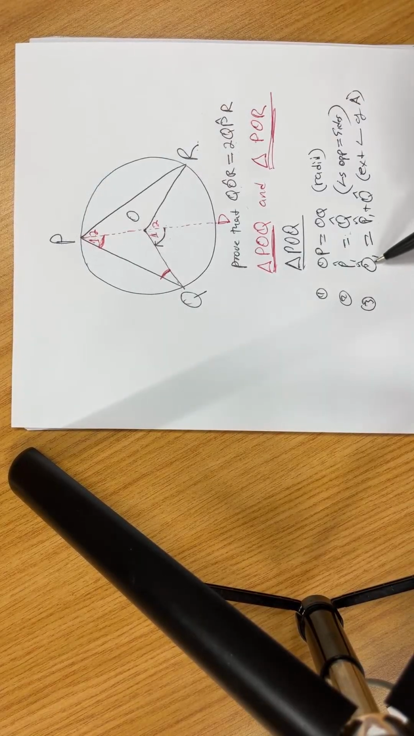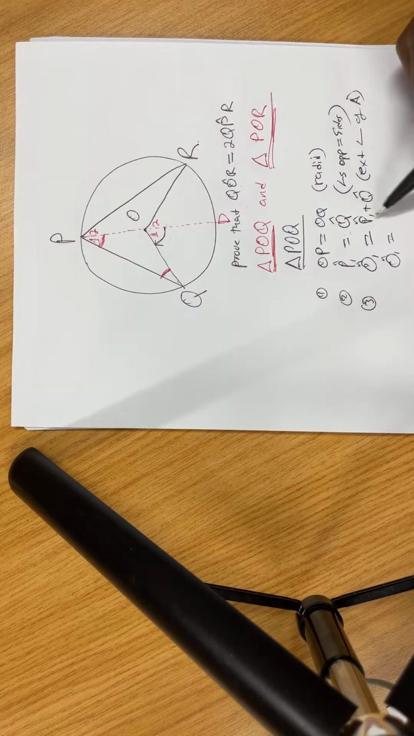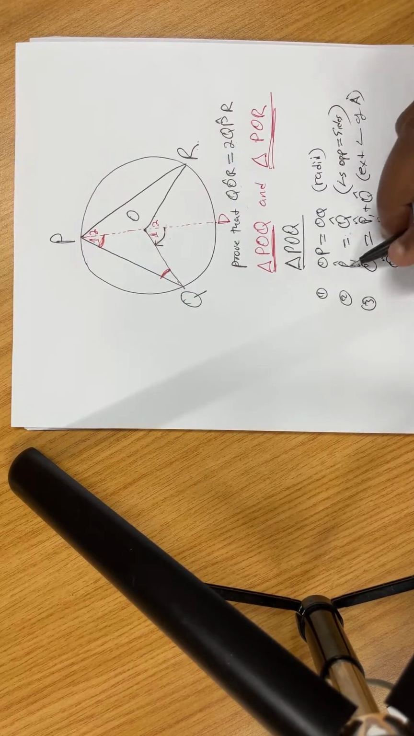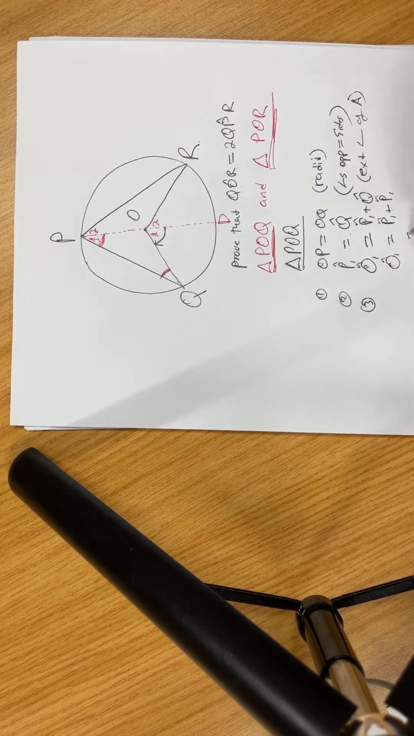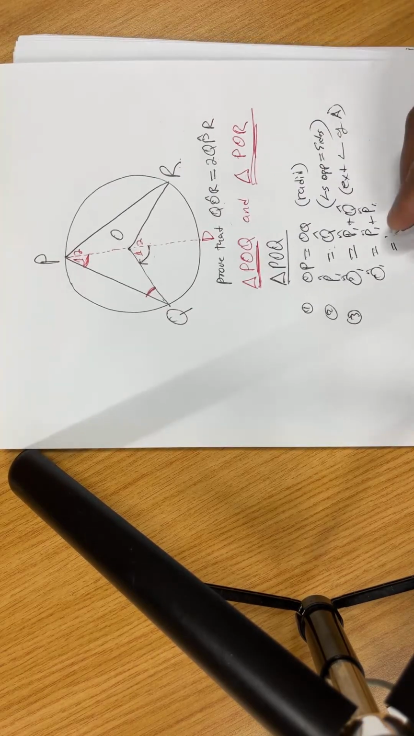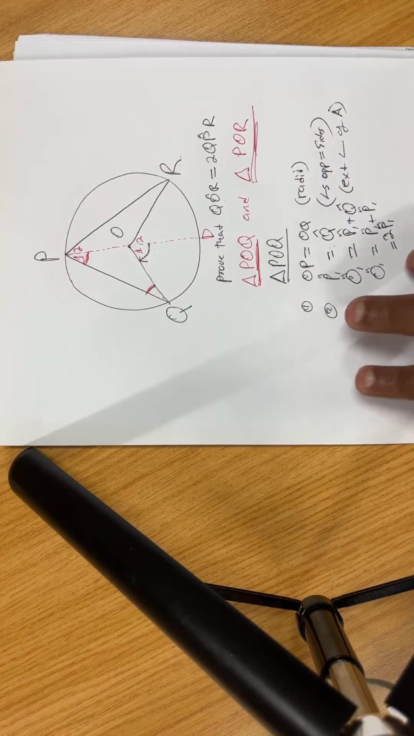Okay. Now we can conclude by saying angle O1 is equal to P1 plus Q, and we replace Q with P1, since we know that angle Q is equal to P1. Therefore, we have 2 angle P1.